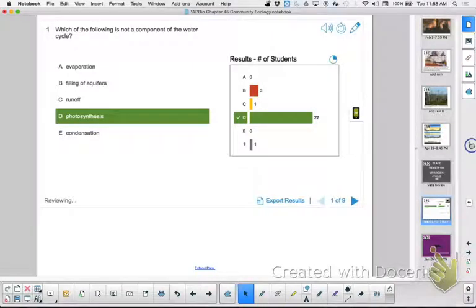What are aquifers? Underground water, right? Water tables are aquifers. So they would be a component of the water cycle. Photosynthesis is not a part of the water cycle. Do plants need water? Yes. Do animals need water? Do you consider us as part of that normal rotation? No. Okay.